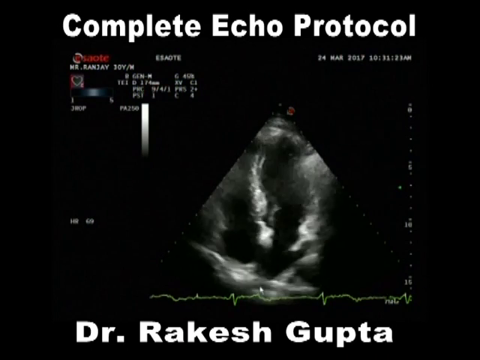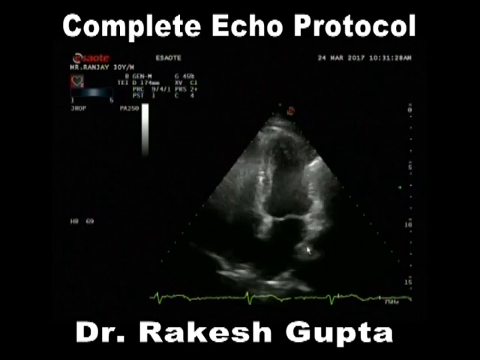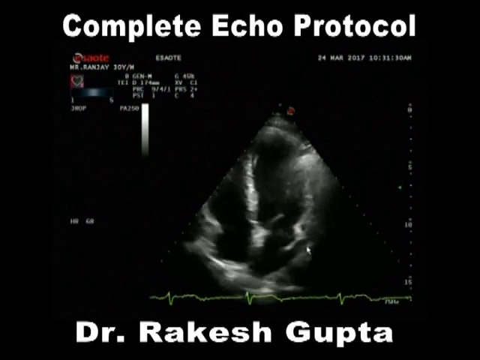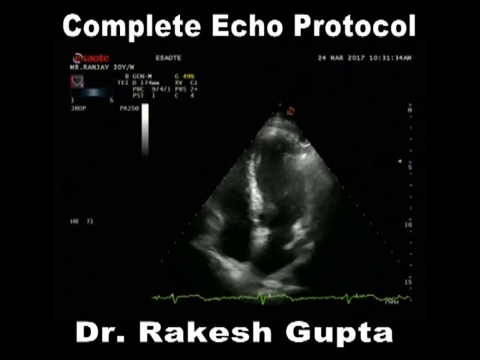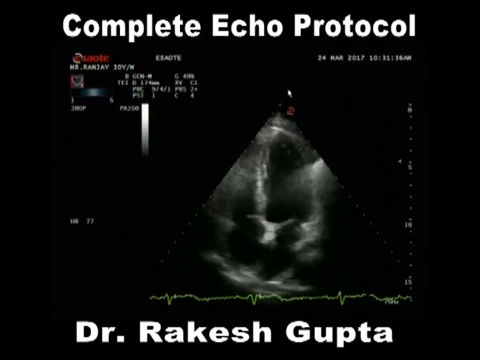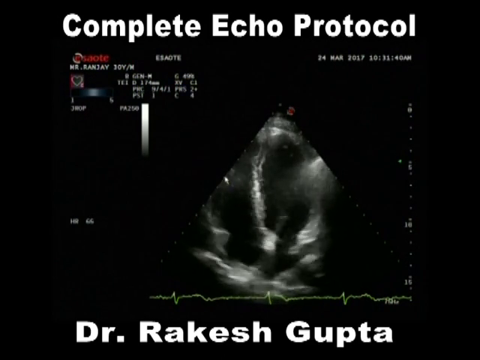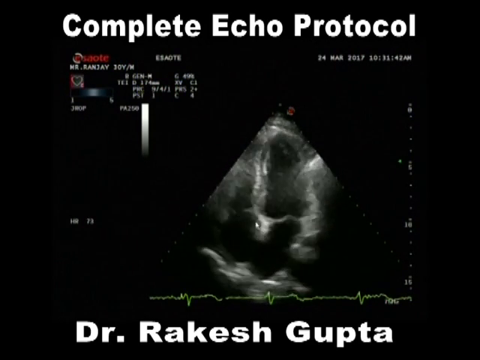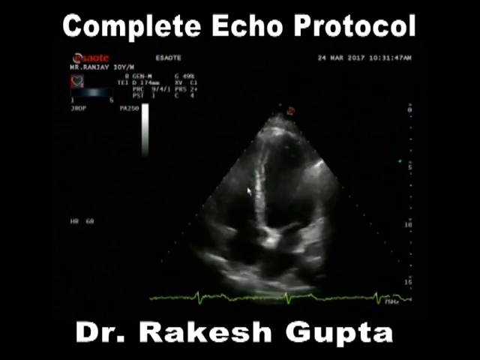You should be able to see these pulmonic veins on the right and a left pulmonic vein draining over here. Once we have optimized our image, what all structures do we see? We again go from top to bottom, left to right, and we see the LV, LA, RV, RA.